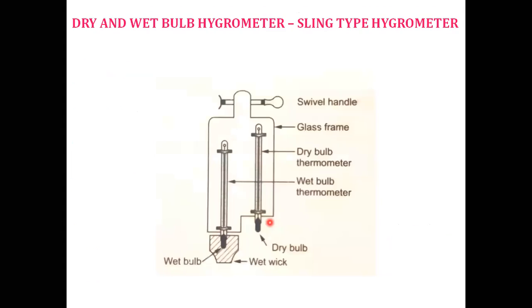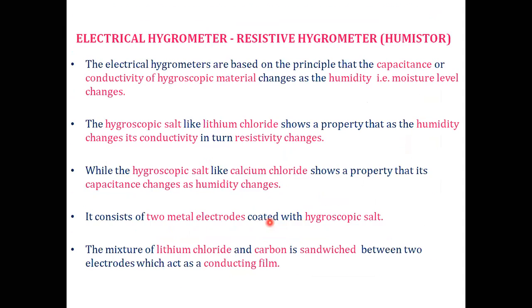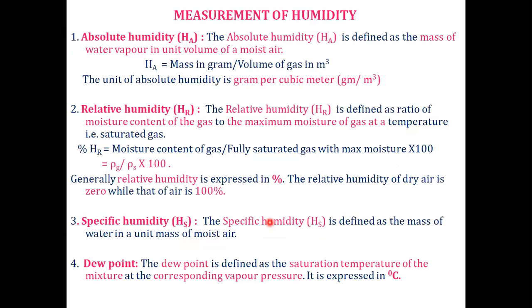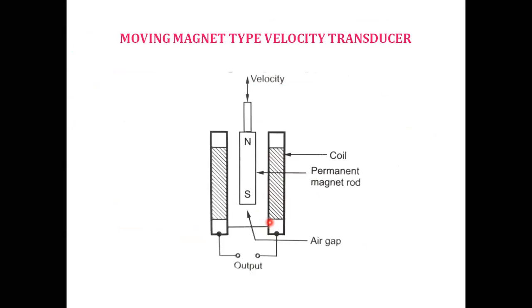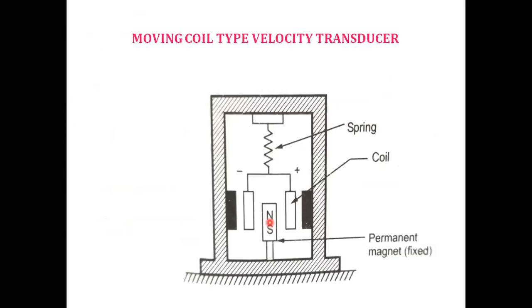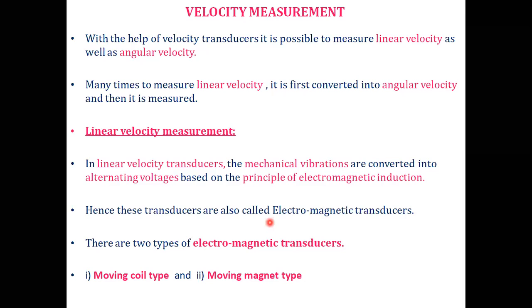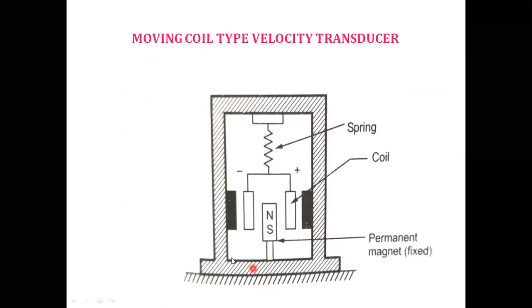This is about the dry and wet hygrometer. In today's topics, what we have seen is velocity measurement. In that, we have seen the moving coil type and the moving magnetic type. Both of these are very important. The structure is spring, coil, and permanent magnet. The permanent magnet is fixed in the moving coil type.